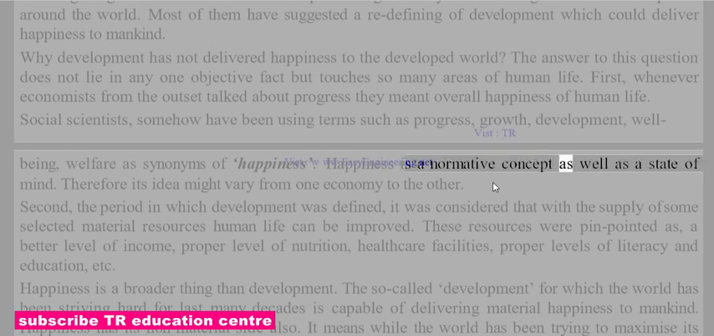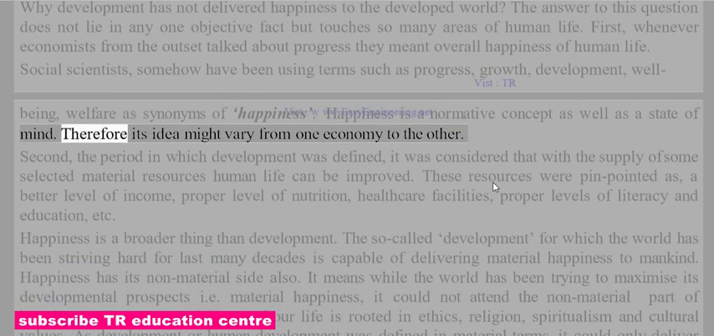Happiness is an ethnonormative concept as well as a state of mind. Therefore its idea might vary from one economy to the other.